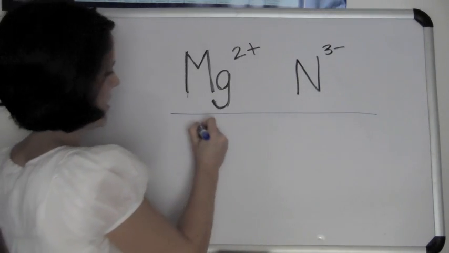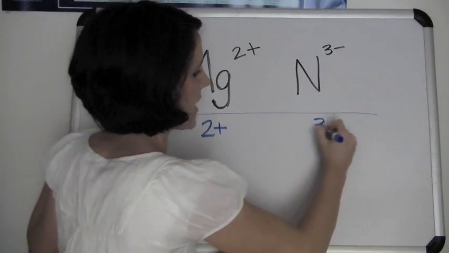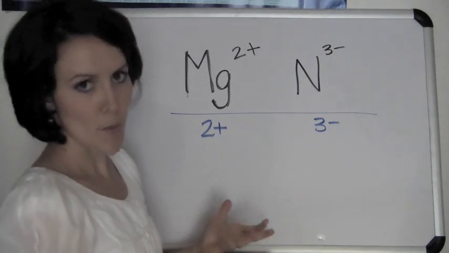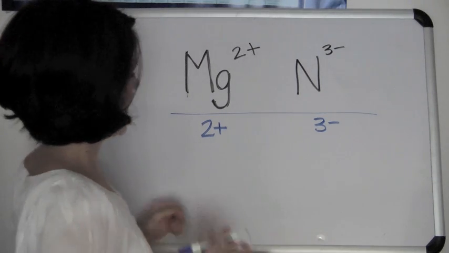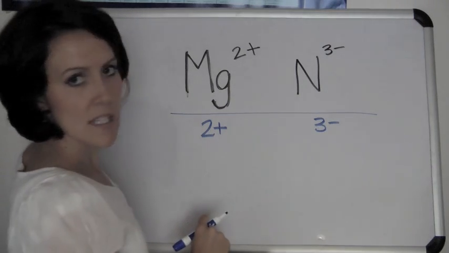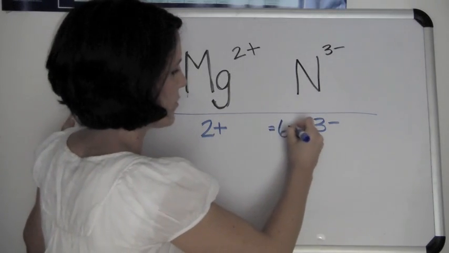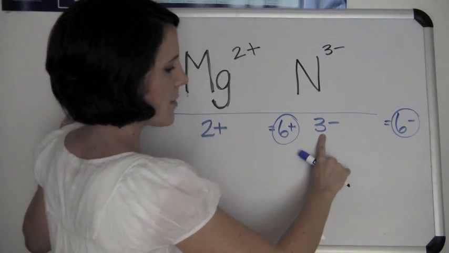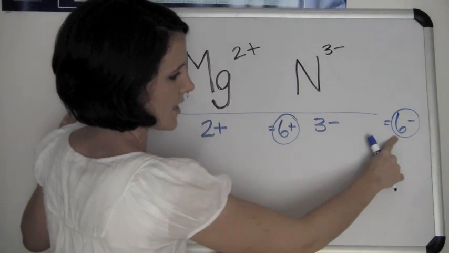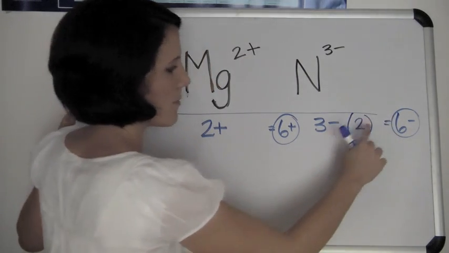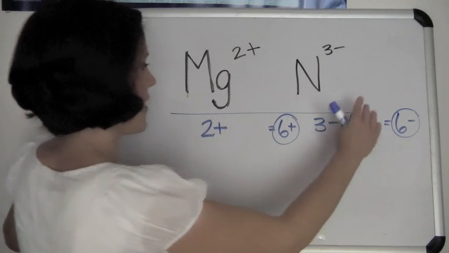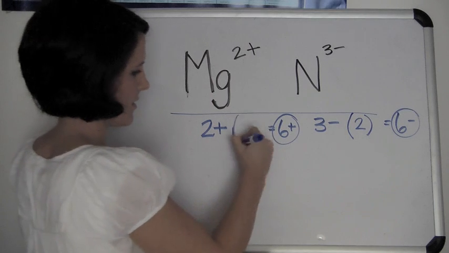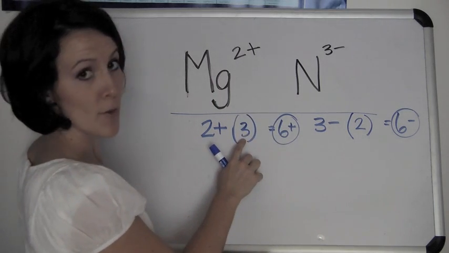Let's compare the charges. Here's my +2 charge, and here's my -3 charge. Now, what is the least common multiple of these two numbers? Because remember, we have to have a net value of 0. The least common multiple of these two numbers is 6. So this will form a +6, and here we have a -6. What number do I need to multiply 3 by to get 6? I need to multiply 3 by 2 to get the value of 6. Compared to, on this side, what do I need to multiply 2 by to get 6? I need to multiply by 3.